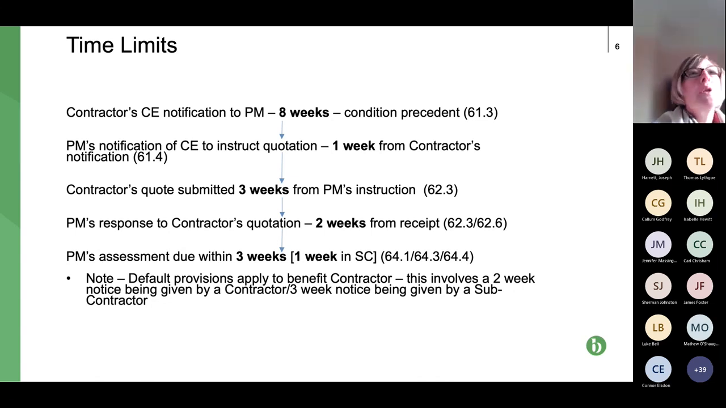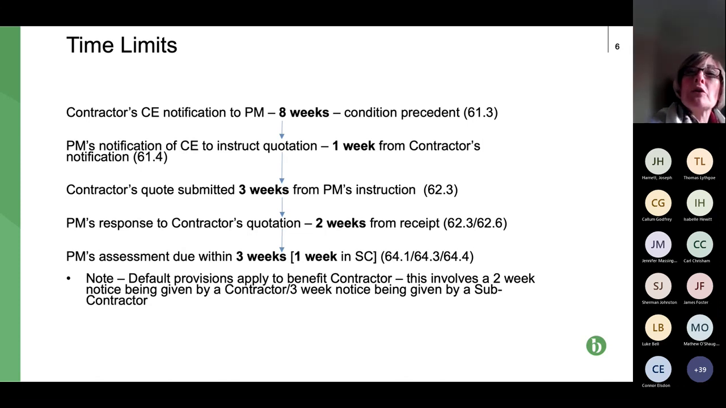So let's assume the contractor notified the CE within 8 weeks of becoming aware of it. So that's good. First step, tick. So this is like a game of tennis. The ball is now in the court of the project manager representing the employer or the client under the contract. So what does the PM have to do? Well, the PM has to either agree or not that it's a CE, and if it does agree, it needs to instruct the contractor to prepare and issue a quotation. What's the timescale? Well, the project manager has 1 week from receipt of the contractor's CE notification to do that.